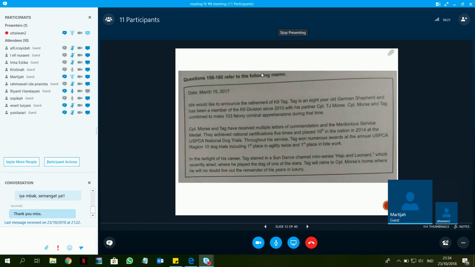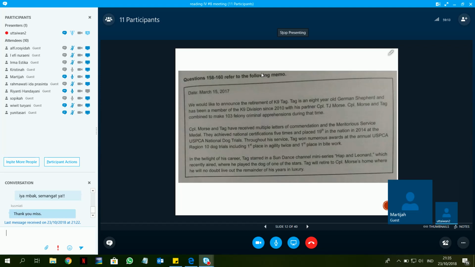Oh ya, We would like to announce the retirement of K9 Tech. Tech is an 8-year-old German Shepherd and has been a member of the K9 division since 2010 with his partner CPL T.J. Morse. CPL Morse and Tech combined to make 103 felony criminal apprehensions during the time.